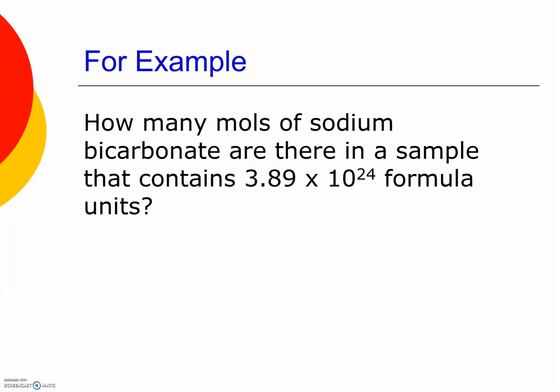The first one here is: how many moles of sodium bicarbonate are there in a sample that contains 3.89 times 10 to the 24 formula units? So I'm going to annotate here, and I'm also going to write my GRASS list, which is really important in chemistry. So we're looking for the number of moles, n. And we're given a sample that contains 3.89 times 10 to the 24 formula units. That tells me I have an ionic compound. Sodium bicarbonate, of course, is ionic. And that's represented by an uppercase N.